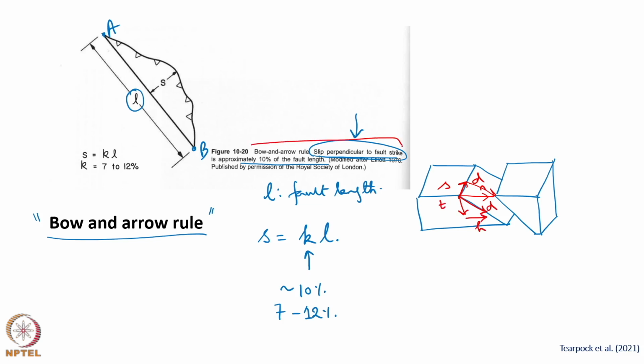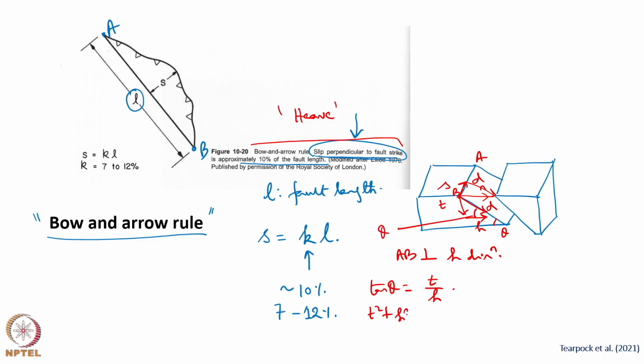It looks like from the statement, slip perpendicular to the fault strike is H. Note that the fault strike AB is perpendicular to H direction. So, it looks like they are talking about the heave of the fault. A quick recapitulation: if theta is the dip of the fault, then this angle is also theta, then we can write that tan theta is equal to T divided by H, also T square plus H square is equal to D square.